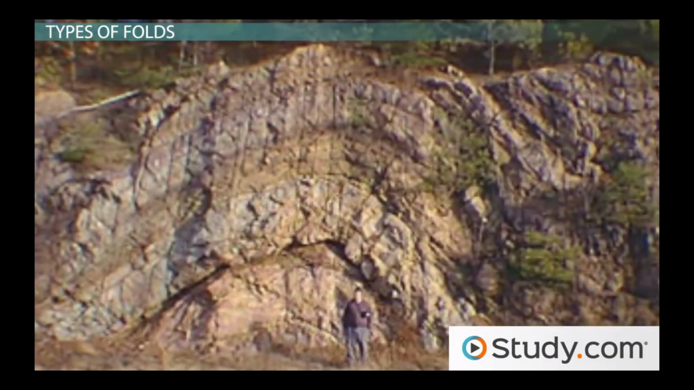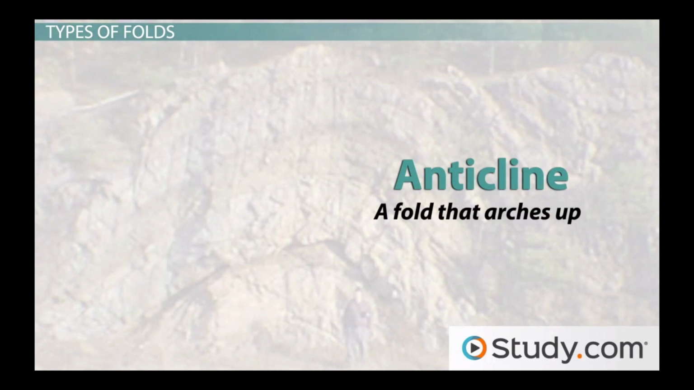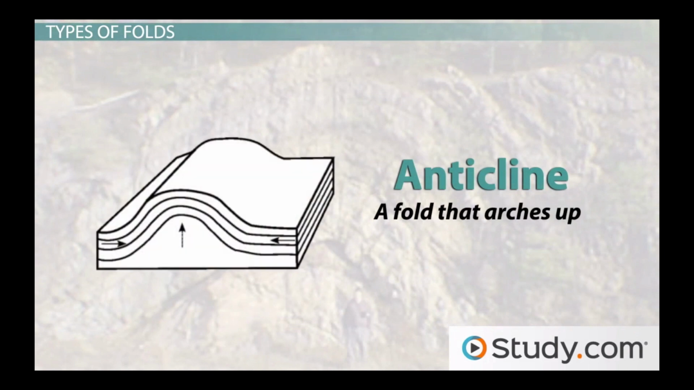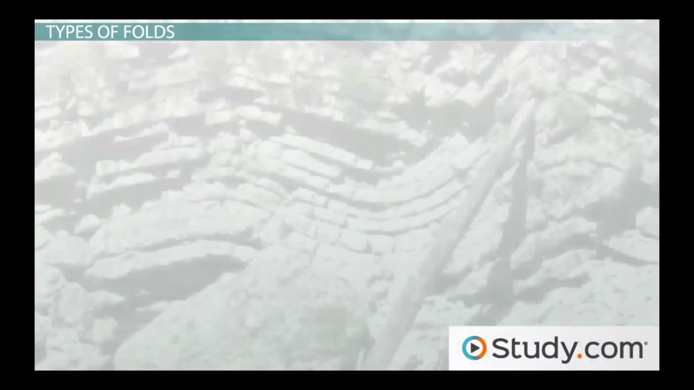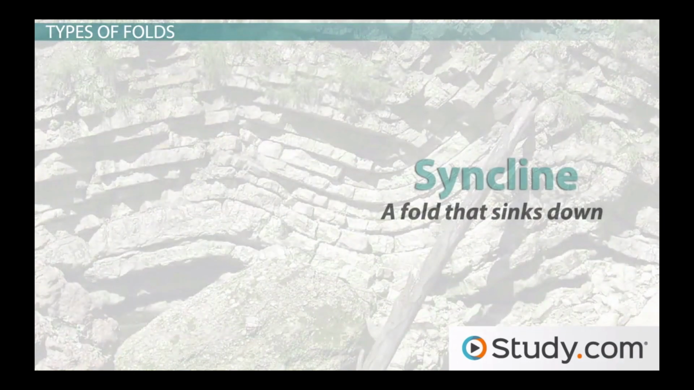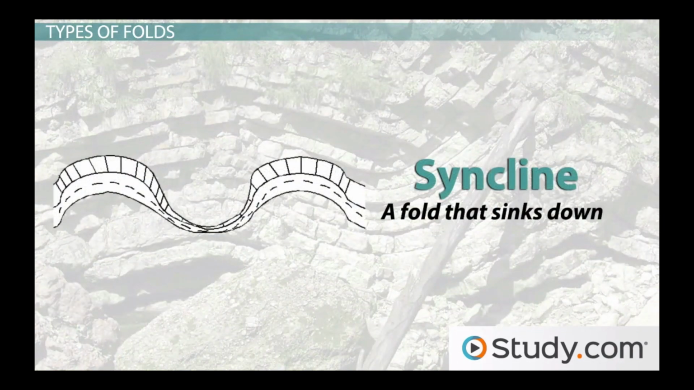An anticline is a fold that arches up as both sides of the rock are pushed inward. You can remember that the anticline creates this type of fold because the arch looks like an A for anticline. A syncline is a fold that sinks down as both sides of the rock are pushed inward. You can remember that a syncline creates this type of fold because the fold sinks downward, which sounds like syncline.